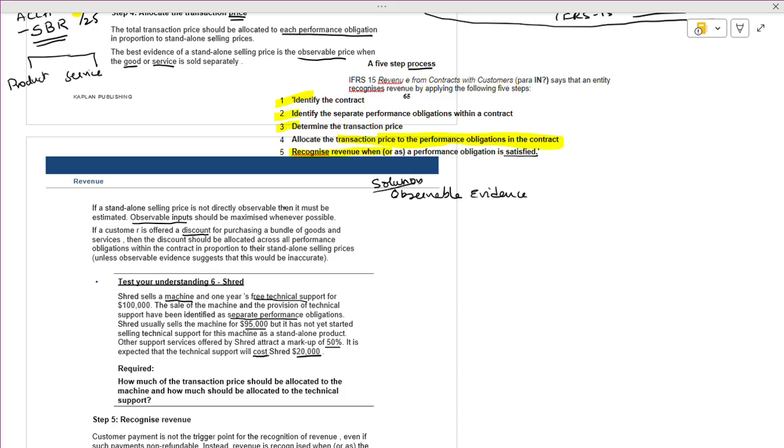Very important. Observable evidence is how much? It is going to be 95,000. See, the product is worth 100,000. They are selling it how much? At 95,000. For the service, is it right? For the service, we don't have any evidence, is it right? No observable evidence. Means in terms of what? In terms of price. Okay, very simple.